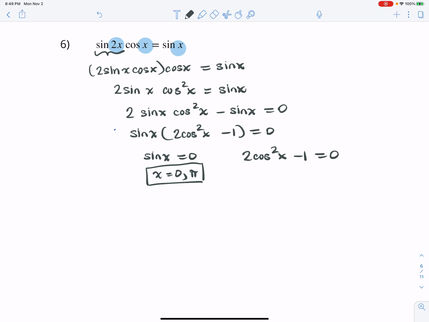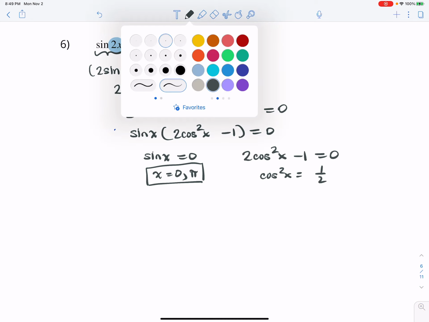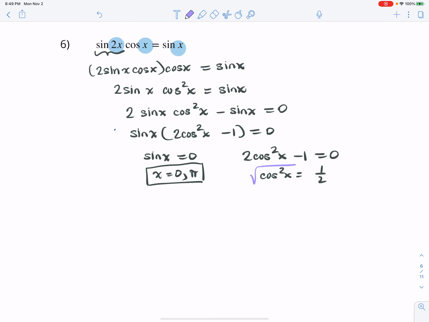Now for this other one, I remember solving this equation earlier. We'll add 1 to both sides and then divide by 2. So we have cosine squared x equals 1/2. And if we square root both sides, remember that we need plus and minus. This means that cosine x is equal to plus or minus, now remember before, it's the square root of 1 over the square root of 2, which means 1 over root 2.